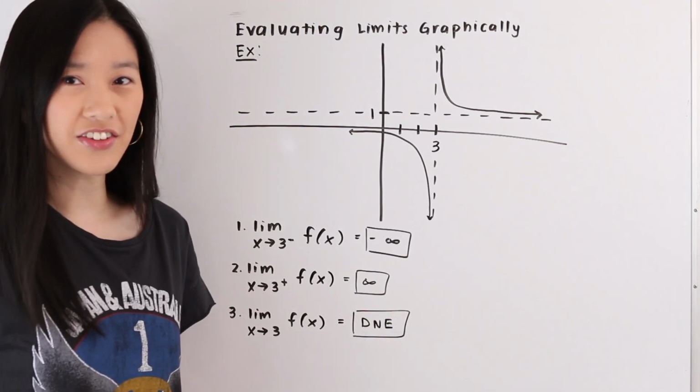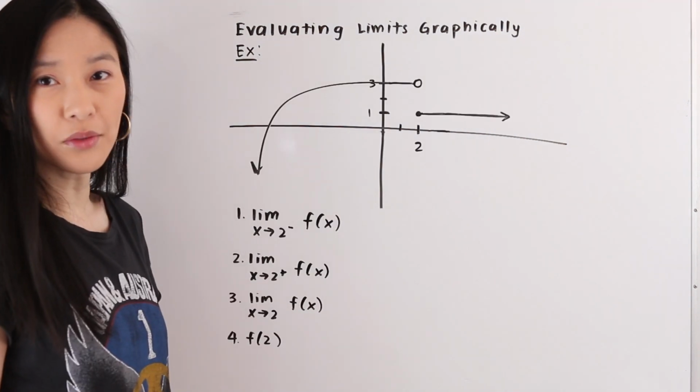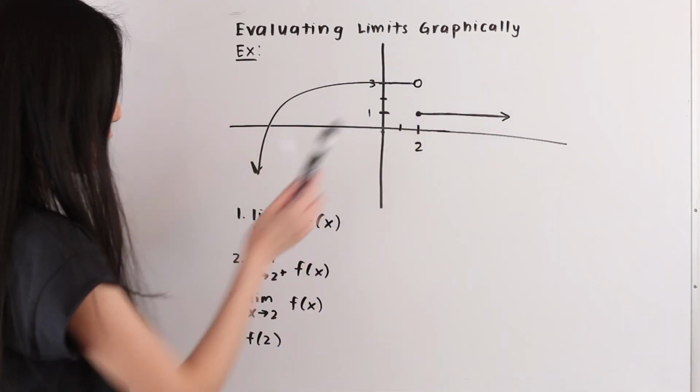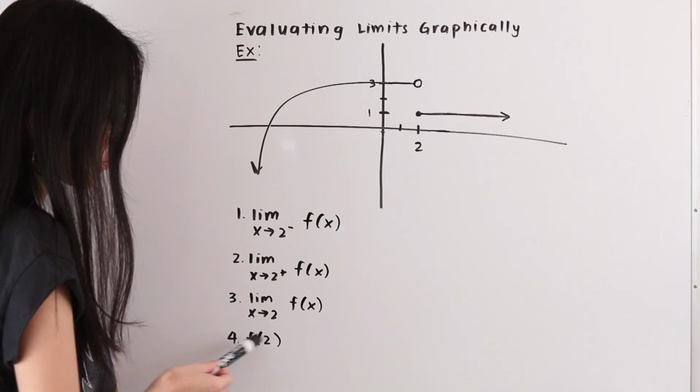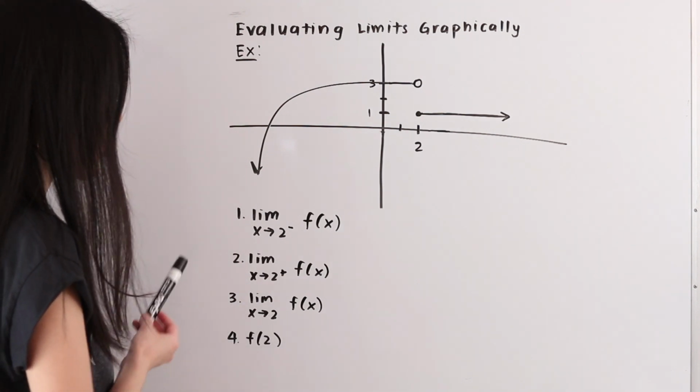And let's go ahead and take a look at another example. In this next example here, we are given this graph of f of x, and we are asked to determine the following limits and the value of the function at a particular point. So let's go ahead and start off with problem 1.